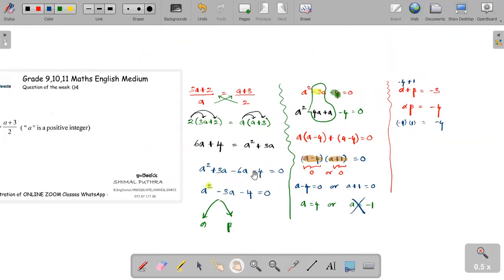In this video, we focused on how to simplify fractions and how to simplify the quadratic equation. That is the thing we discussed in this video. So this is question of the week number 4. We will meet with question of the week number 5.